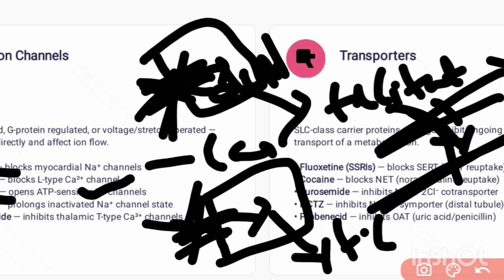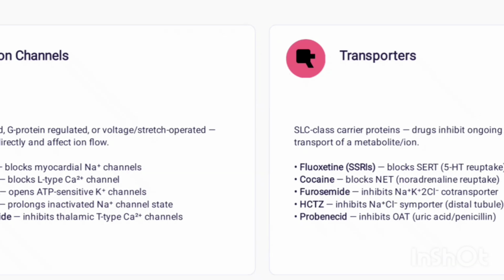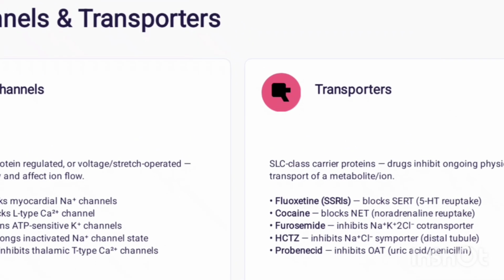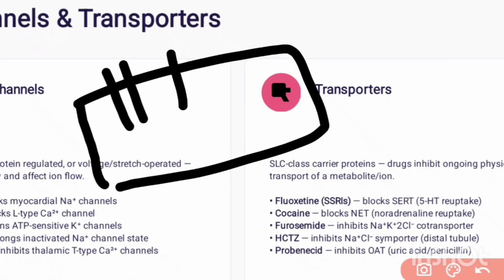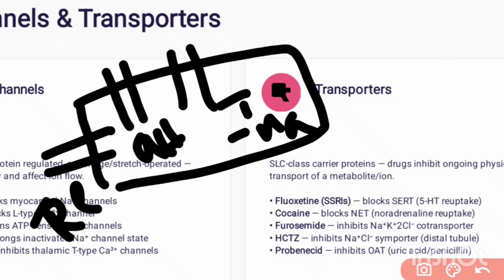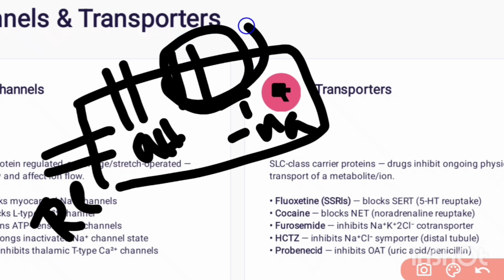So phenytoin acts by prolonging the inactivated state of sodium channels. These ion channels exhibit three states: the resting state, the active state, and the inactivated state. Phenytoin acts by prolonging this inactivated state of sodium channels, and so it is used in epilepsy.